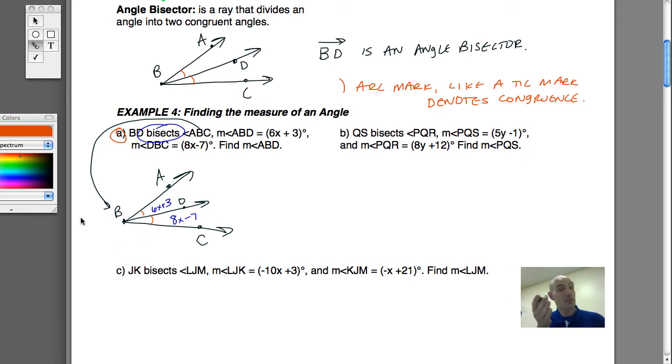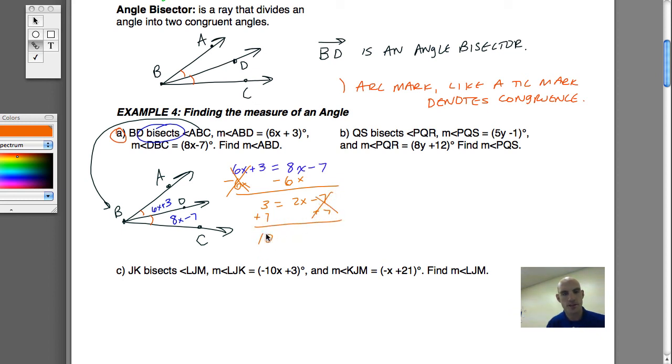Like we did with the segment addition postulate, the angle addition postulate is the same kind of thing. If we see that it bisects, that means that each half is equal. So I'm going to set up an algebraic equation that says 6x plus 3 equals 8x minus 7, because those are the two angles that are congruent. With a little bit of algebra, I'm going to subtract 6x from each side. So I've got 3 equals 2x minus 7. I'll add 7 to both sides. 10 equals 2x, so x equals 5.